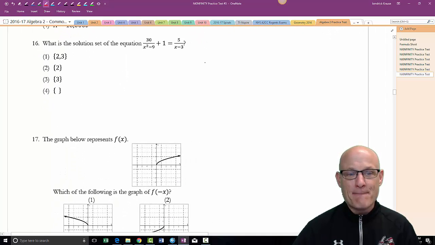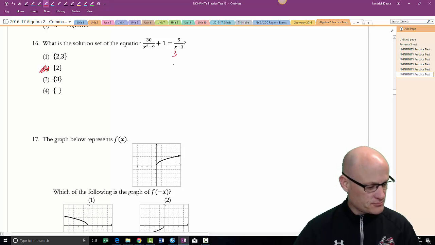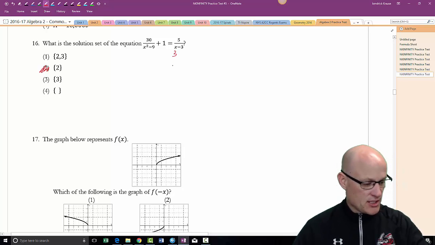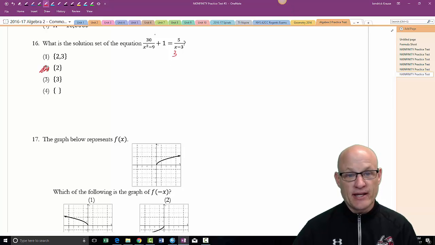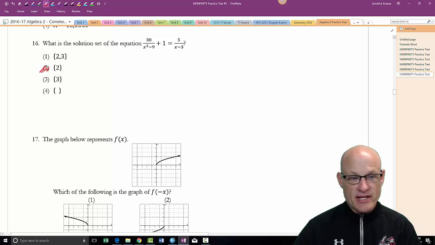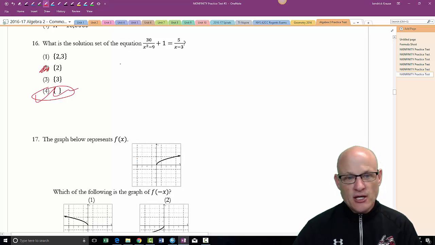What is the solution? Again, on this question, I think I might just check my answers. Now, I'm going to tell you right now the answer is 2, and I don't even have to do any work because I know I can't put 3 in there. It better be 2 because it just won't work. But I'm going to show you the mathematics.